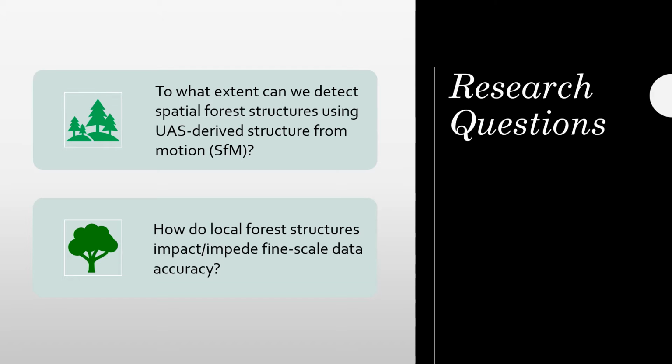First, how well can we detect broad spatial structures using UAS-derived structure from motion? Particularly, how well can we detect and analyze individual trees, clusters, and openings within a stand? And then, how does local forest structure, like local density or local height variability, impact our ability to collect accurate fine-scale, individual tree data?